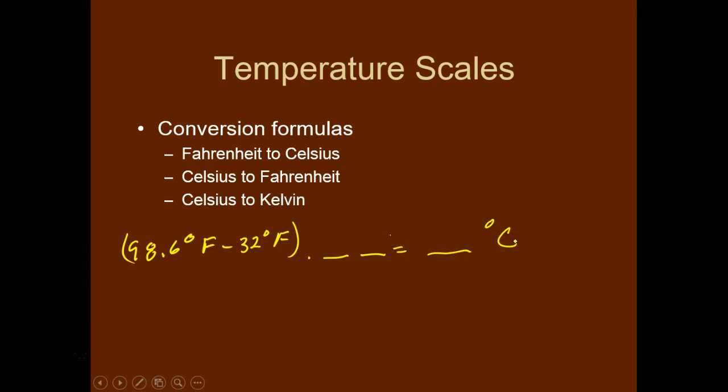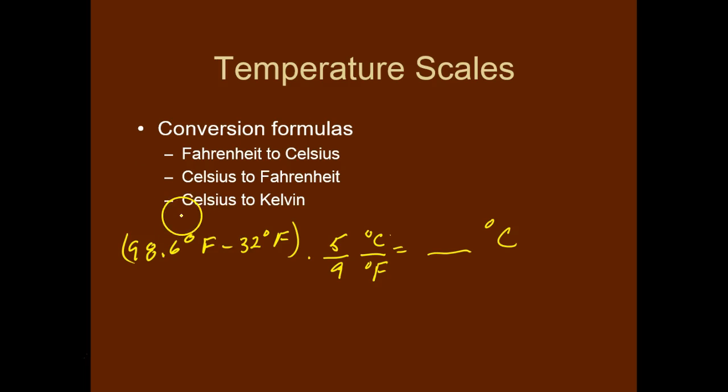Trying to get to degrees Celsius. So what unit? Put your units in place. What goes where? Celsius on top, degrees Fahrenheit on the bottom. What's the ratio? 5 to 9. Okay. Sounds like how long this class goes. No, just kidding. Okay, so let's do the math.